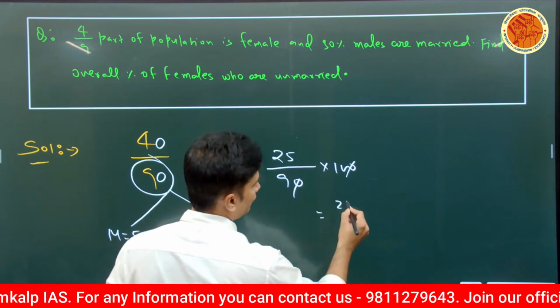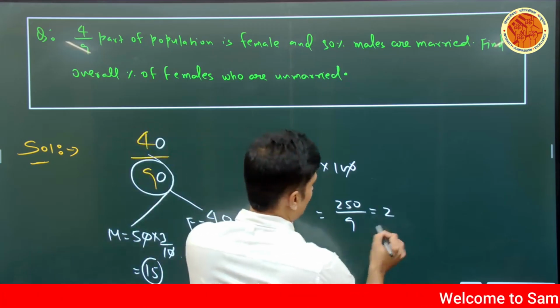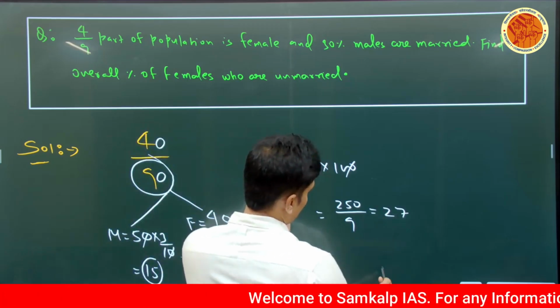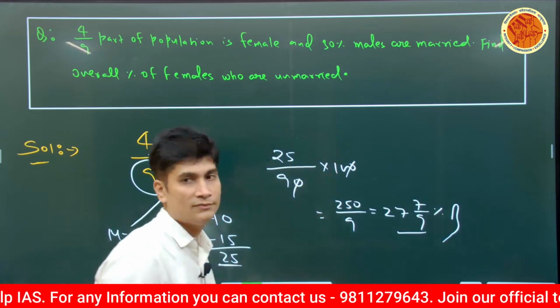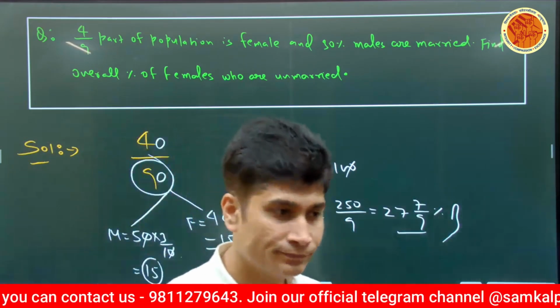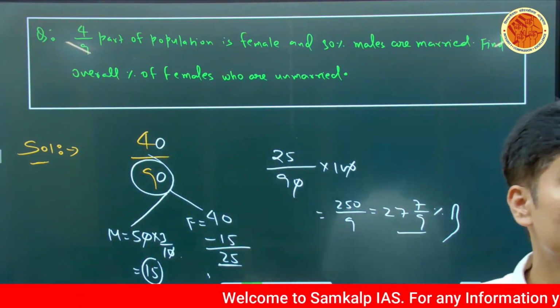That is 250 upon 9. So 9 2s are 18, and this is 27, 9 7s are 63. I think this is the correct answer. This is the final answer. Clear? This is how we assume the value.